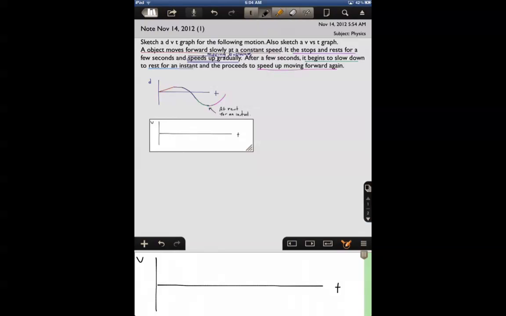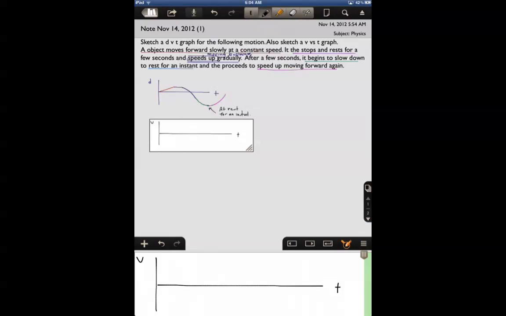I'm going to try to line up the various parts of the graph from the distance versus time graph to the velocity graph. So what I mean by that is the red section on the distance versus time graph should correspond to the red section on the velocity graph.